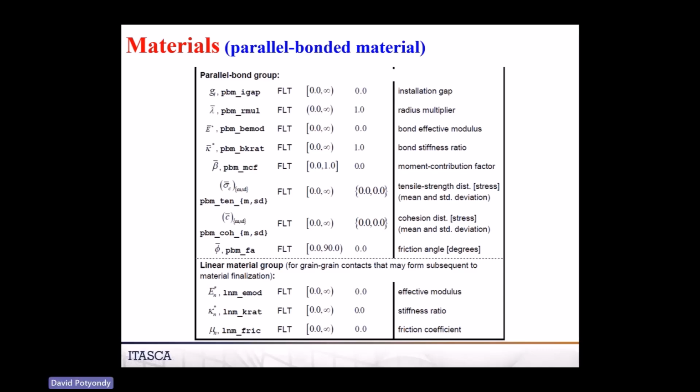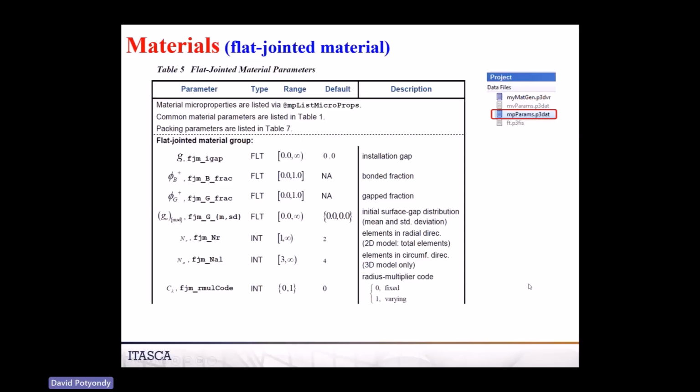Just a second, I'm just making a note. Parallel bond MCS default equals 0. And then the linear group. Okay, so then those are all the properties of parallel bonded material.